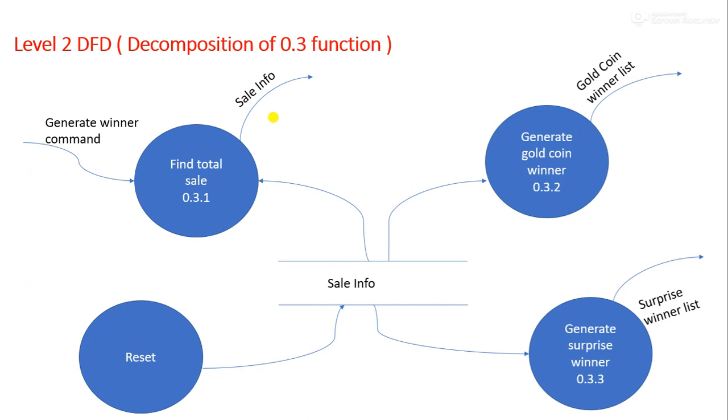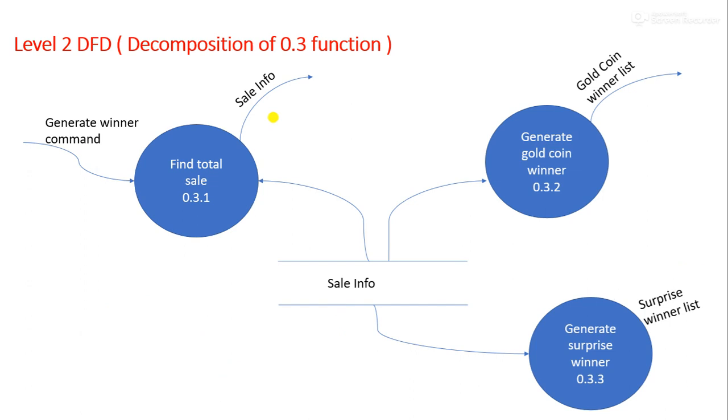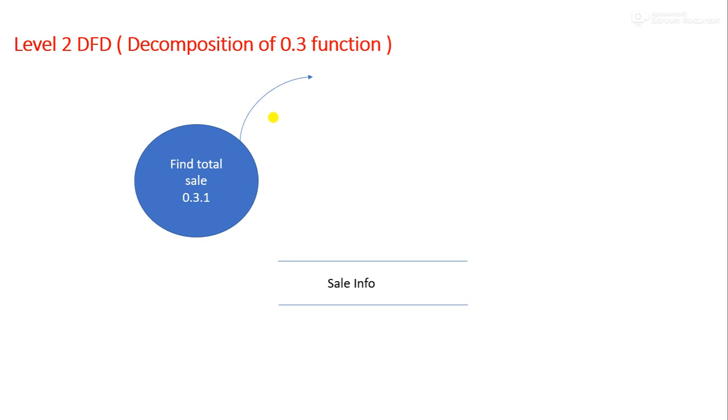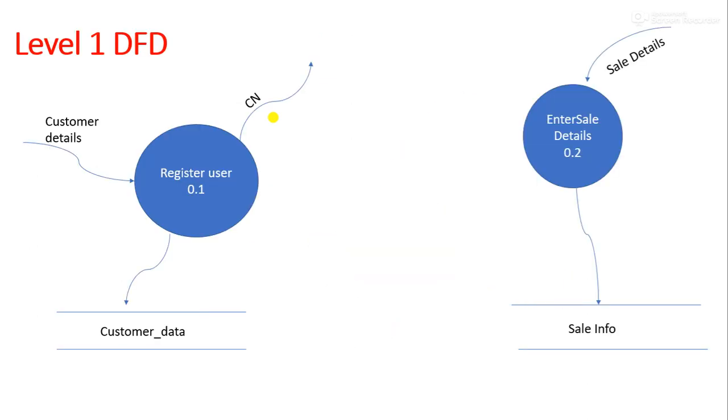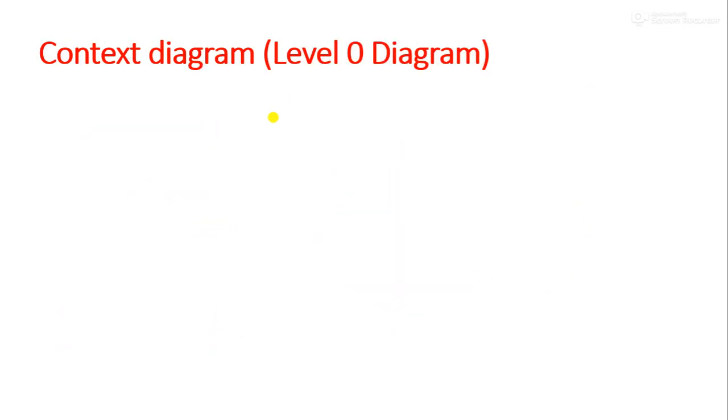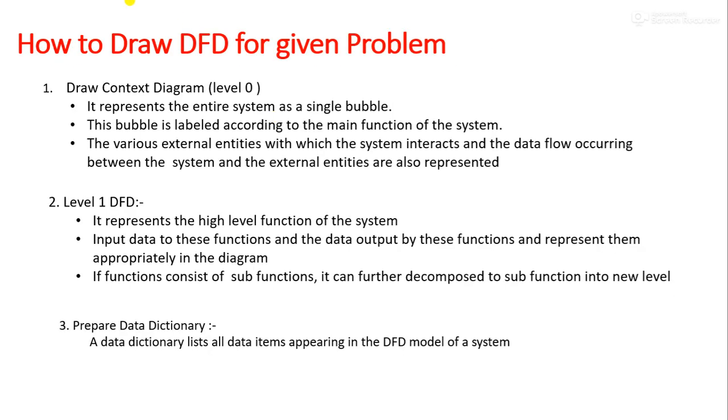So here we have seen how to draw our DFD. We can draw our DFD in 3 ways. First we need to prepare our context diagram or level 0 diagram, which represents the entire system as a single bubble. And in the context diagram we also need to represent the different types of external entities.